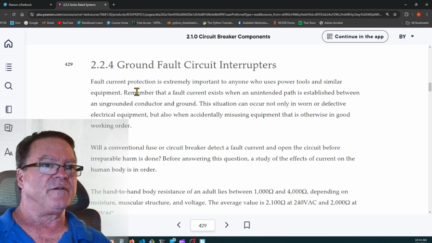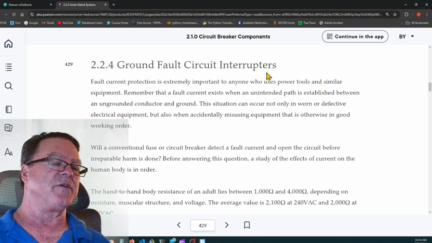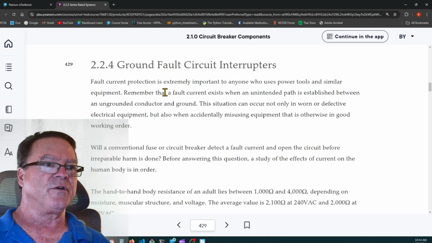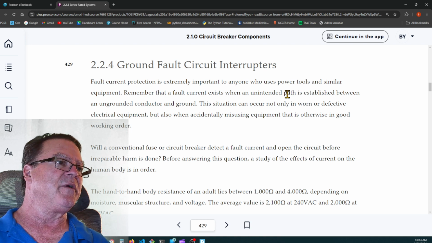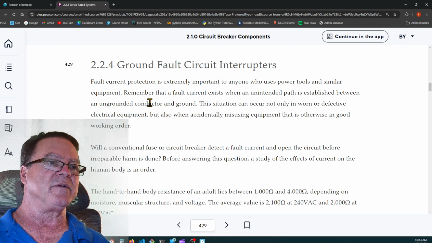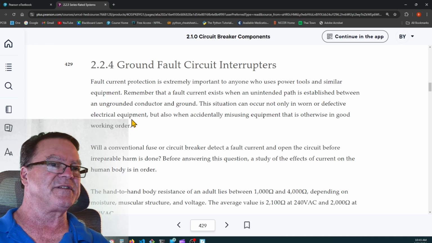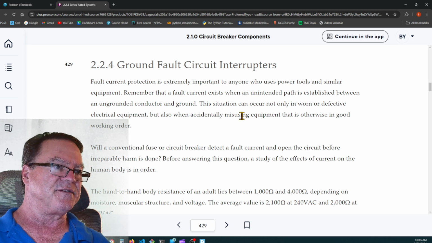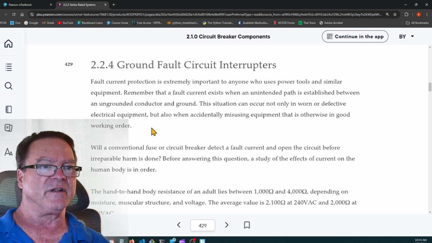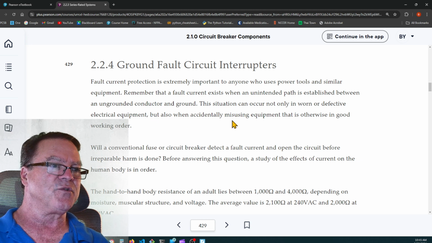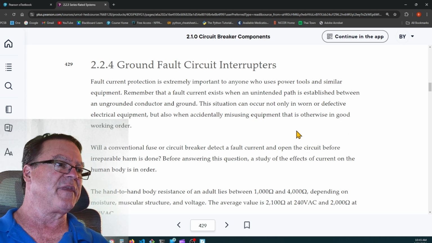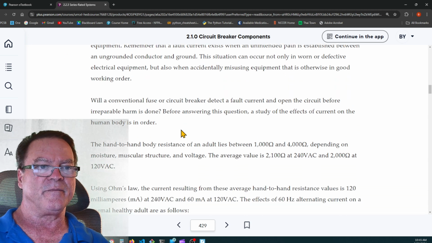All right. Let's see here. Ground fault circuit interrupters. Fault current protection is extremely important to anyone who uses power tools and similar equipment. Remember that a fault current exists when an unintended path is established between an ungrounded conductor and ground. This situation can occur not only in worn or defective electrical equipment, but also when accidentally misusing equipment that is otherwise in good working order.